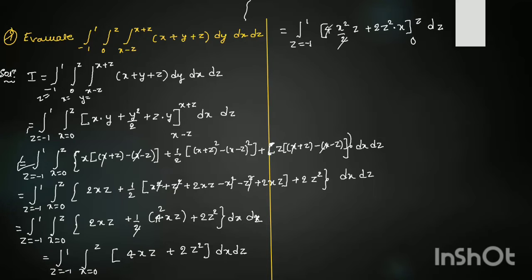Here 2 2s are 4. So what is remaining, guys? 2 z square z, because in place of x we have to substitute z. So 2z square into z is 2z cube plus 2z square into z is 2z cube. So it is 2z cube plus 2z cube. No need to substitute 0, because if you substitute 0, it is 0. What is remaining?